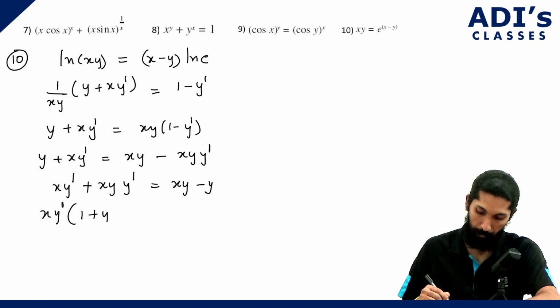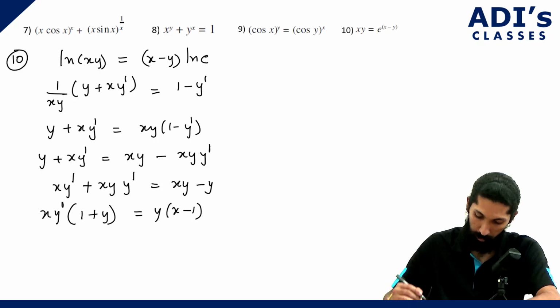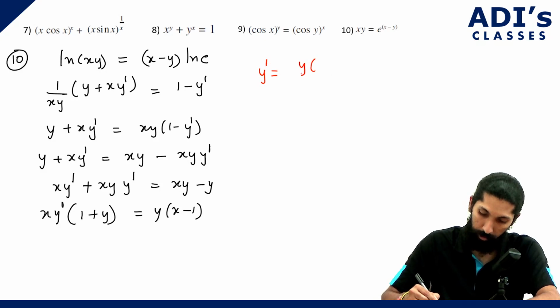Correct? Now, unfortunately, nothing gets cancelled out here. So what you can write now, you can write y dash is equal to y into x minus 1 divided by x into y plus 1. So this is going to be the last problem.